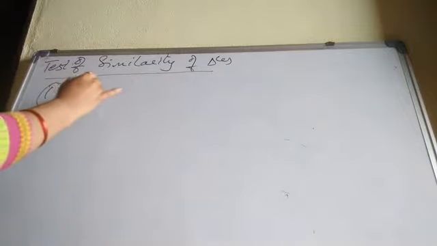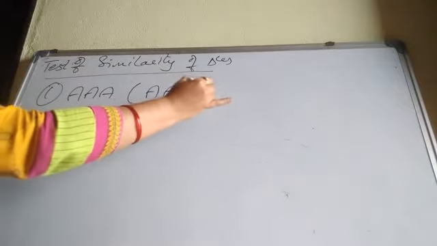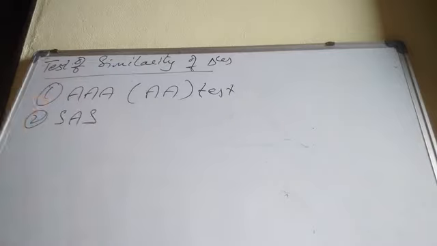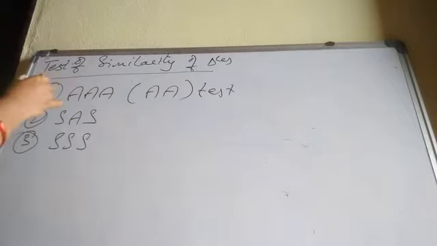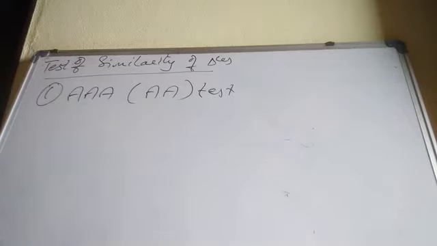Students, now next one: tests of similarity of triangles. Totally there are three. One is triple A, in bracket it is also the double A test. Second one, SAS, side angle side. Third one, triple S. Now we will see each one of the tests along with the figure. First one, triple A test.